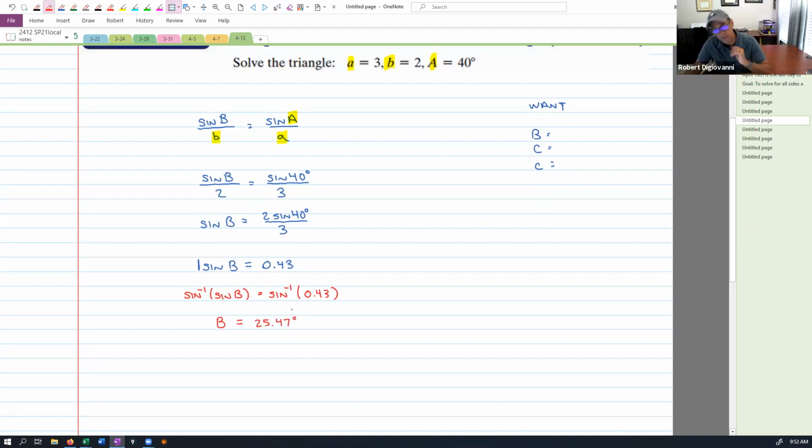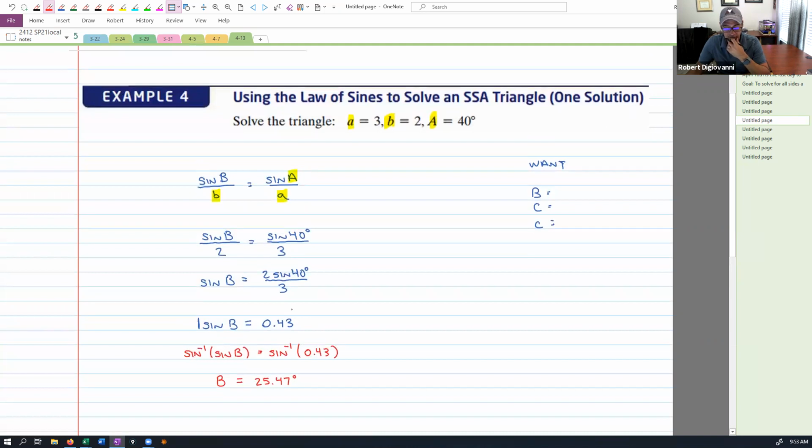25.47 degrees. Okay, everyone all right with that? So this is potentially what B is here. So let's fill in our answer up here. 25.47 degrees for B.